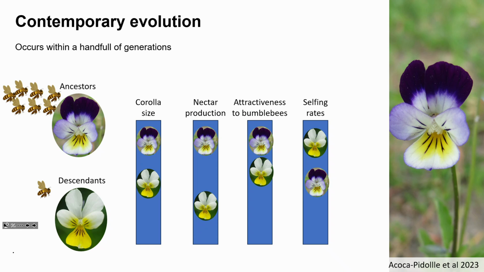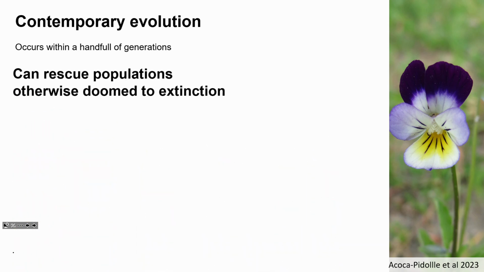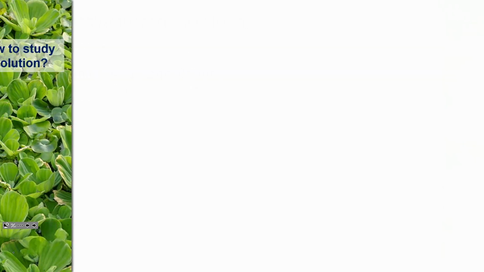So within 20 generations, which is a teeny tiny amount of time from an evolutionary point of view, we have had a clear evolution towards increased self-pollination in response to pollinator decline. So this can, at least in the short term, help the populations to adapt to such drastic environmental changes. Otherwise said, contemporary evolution can rescue populations that are doomed to extinction.